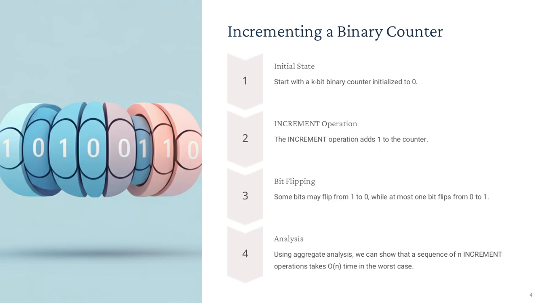Despite this variability, aggregate analysis shows that a sequence of n increment operations on a k-bit counter takes O(n) time. The key insight is that bit i flips at most once for every 2^i operations, where i is the bit's position. Summing the contributions of all bits, we find that the total number of bit flips is at most 2n, leading to an amortized cost of O(1) per operation.